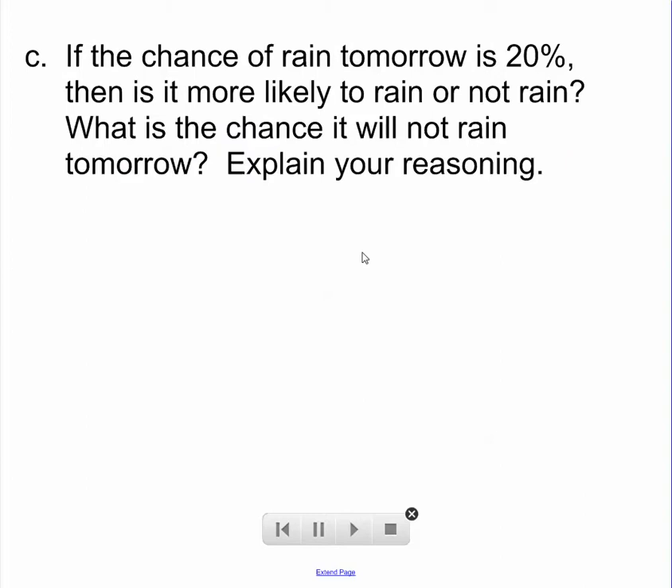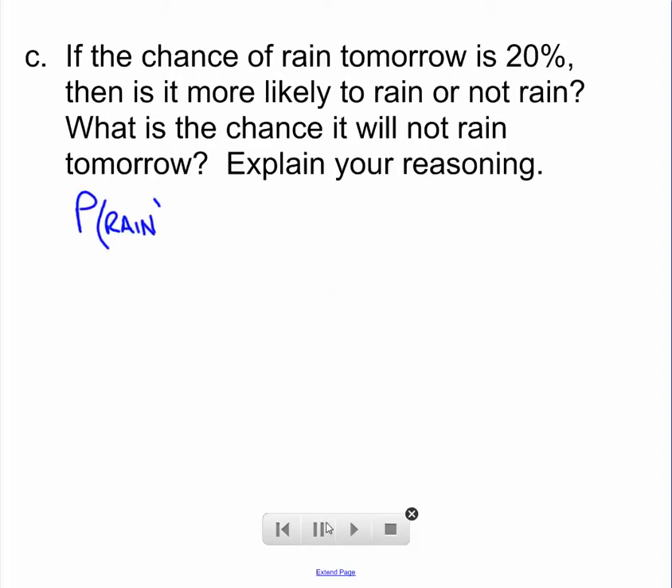If the chance of rain tomorrow is 20%, then is it more likely to rain or not rain? Well, let's start off by answering this question. What is the chance it will not rain tomorrow? Well, when it comes to weather, guys, only 2 things are possible. It's either going to rain or it's not going to rain. And you could say, well, no, it's going to hail, or no, it's going to snow. Well, I guess those things would all fall into the category of not rain for sake of this argument.